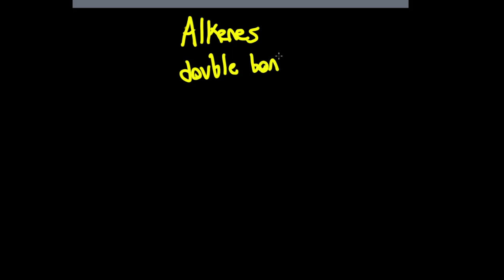So we're going to talk about alkenes, which, there we go, alkenes. And these are going to contain at least one carbon-to-carbon double bond. So alkanes, we're all about single bonds, whereas these are going to be carbon-to-carbon double bonds.